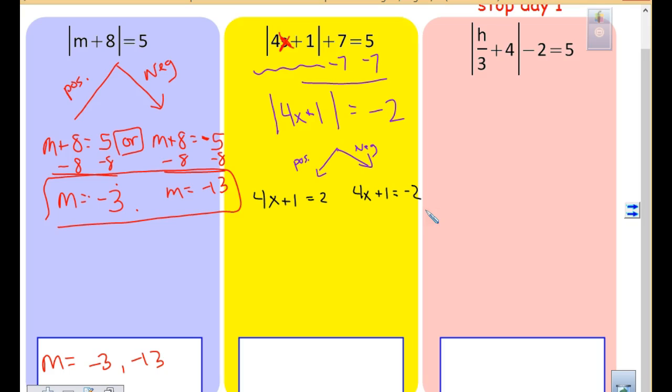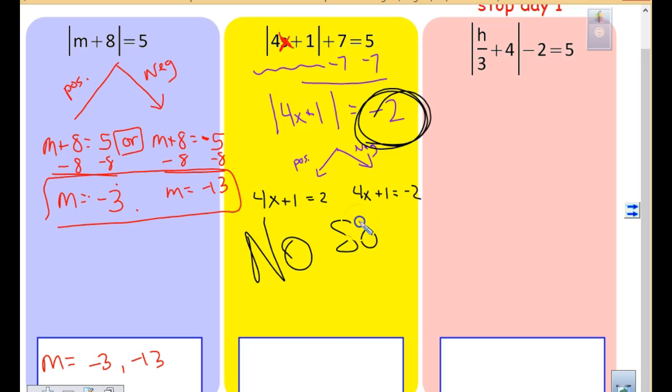Did anyone catch it? Absolute value equal negative. Oh, so don't do no solution. Do not do that, right? You can't do that. It's equal to a negative. Absolute value will never, never, never equal a negative. So the biggest mistake that I'll have people do is they'll split it just like this. You can't split if absolute value equals negative. You can't measure negative distance, okay?